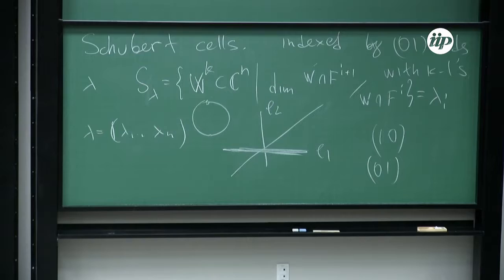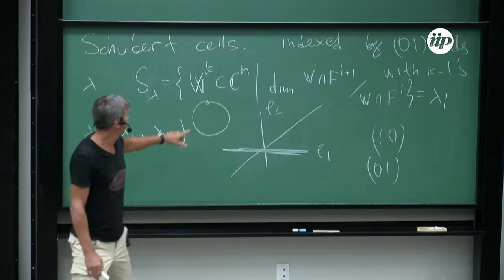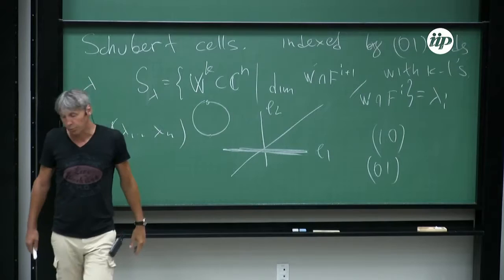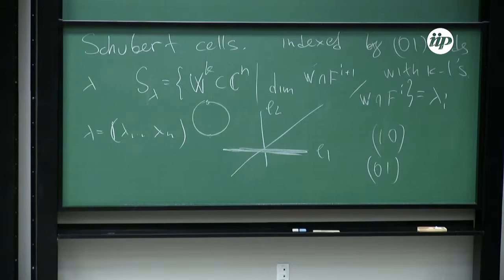Now, of course, you can take a closure of them, like the closure of the point is a point, or you take the other Schubert cell, which is everything but a point, you take a closure inside of the sphere, and you get the whole thing. Once you take a closure, you get a closed subvariety, and that's already called a Schubert cycle.